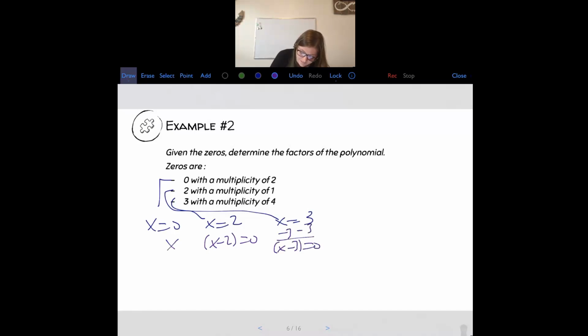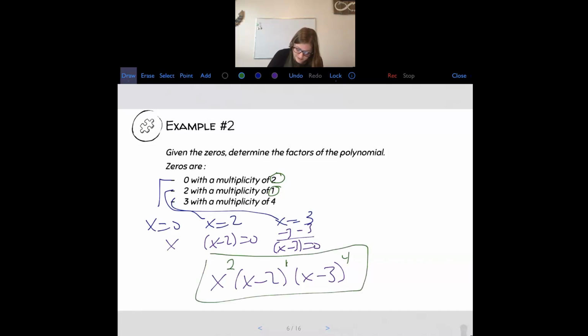Okay, so what we have now in factored form is x times x minus 2 times x minus 3. But we're not done yet. We have to make sure we incorporate the multiplicity. So 0 has a multiplicity of 2, which means that our power of x, okay, remember from x we get the zero of 0, and it has a multiplicity of 2. So that means the exponent of that factor has to be 2. Okay, 2 has a multiplicity of 1. You don't have to write it there, but there could be a 1 there. And 3 has a multiplicity of 4, which means our factor that gives us the zero of 3 has an exponent of 4. Okay, so this is what it would look like. I don't know if MyLab is going to want you to put the 1 there, so I'll just erase that.